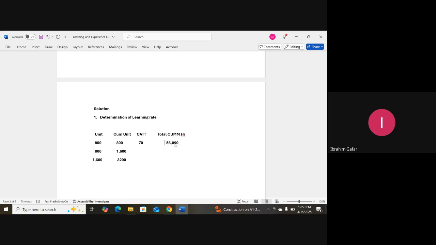Then we now move on. When the output doubled to 1,600, it means that the total cumulative hour that we have here will also add up to the next one, because the total time for the next 800 units is 44,800. Then you have to add, so far the 800 is doubled to 1,600. So you have to add the hour of this one with the second one. So it will now be 56,000 plus that 44,800. What do you have?